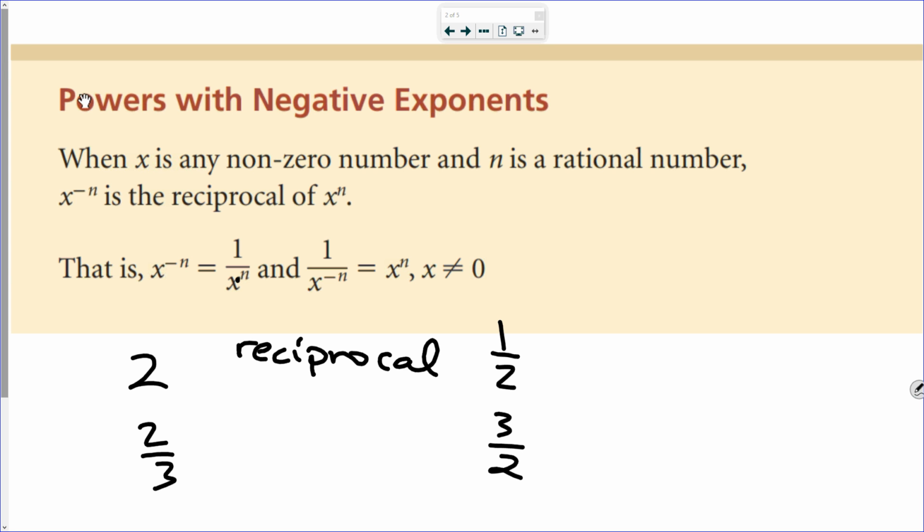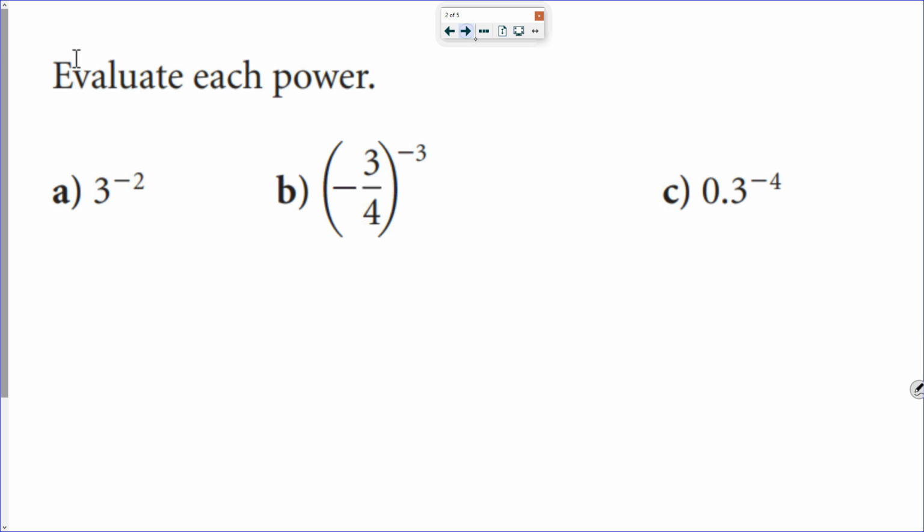So let's take a look at an example or 2 or 3. So evaluate each power, 3 to the negative 2. So that's going to be the same as 1 over 3 squared, which is equal to 1 over 9.